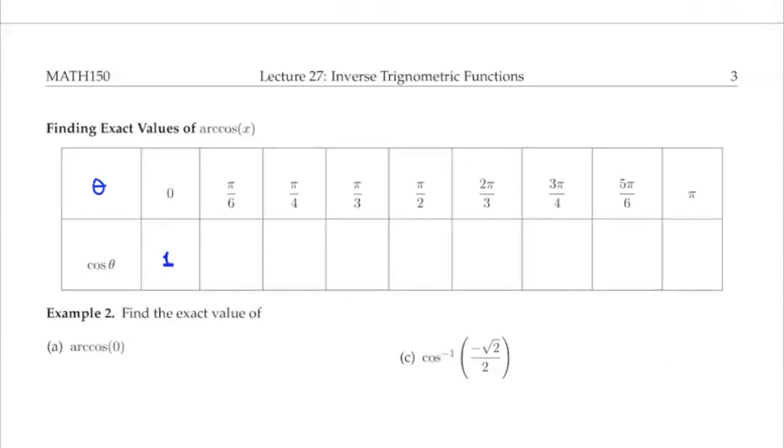Cosine of pi over 6 is root 3 over 2. Cosine of pi over 4 is root 2 over 2. Cosine of pi over 3 is 1/2.